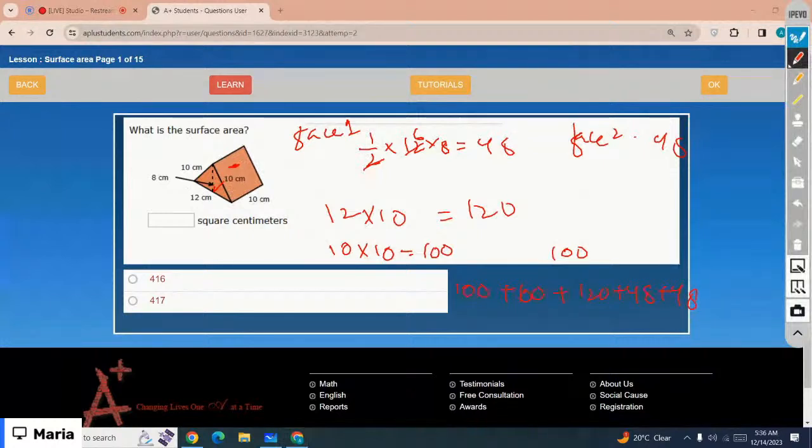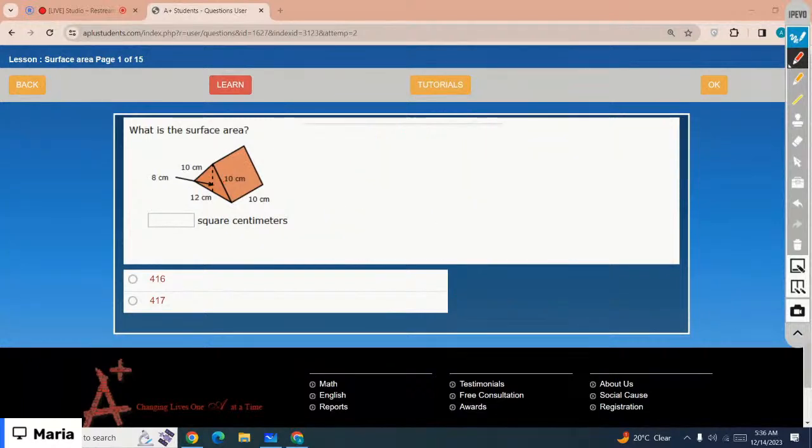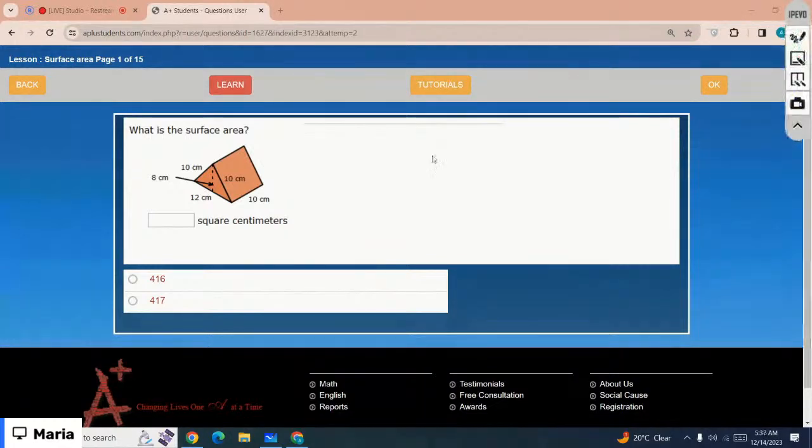So which is the correct option? 200, 320, that is, 416 is the correct option. Got it? Just calculate the area of all the faces and then add them. So the correct option is 416.